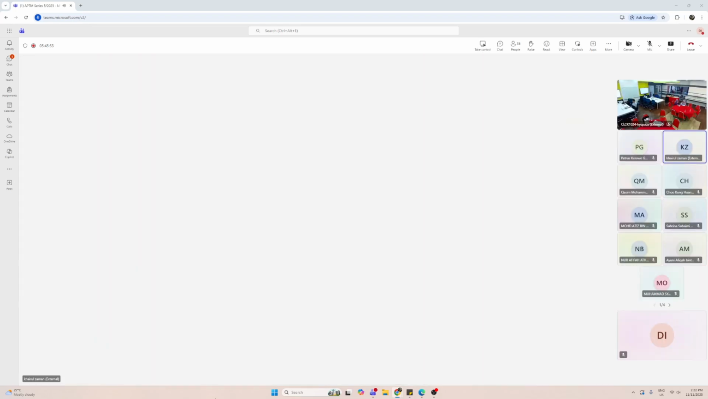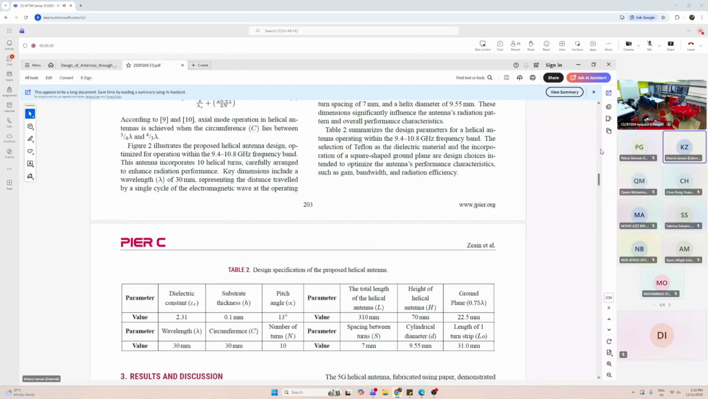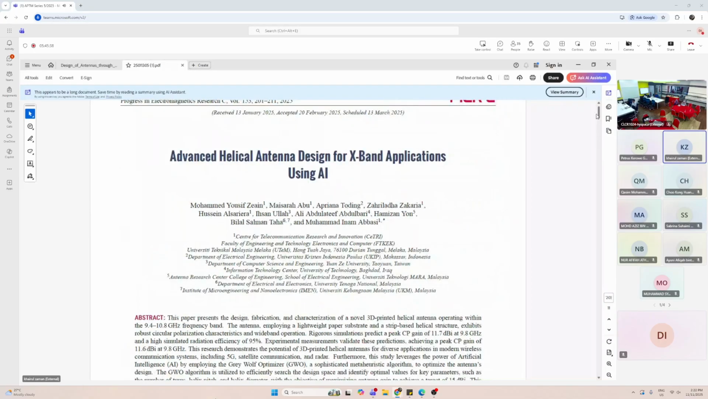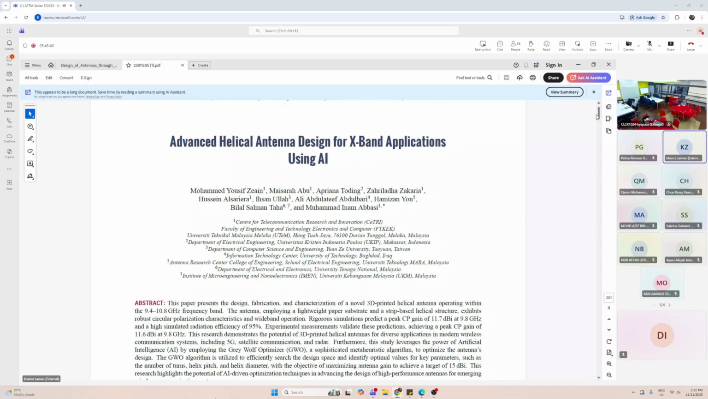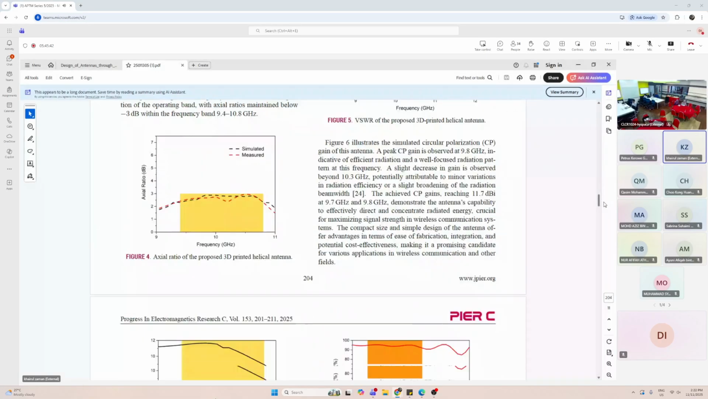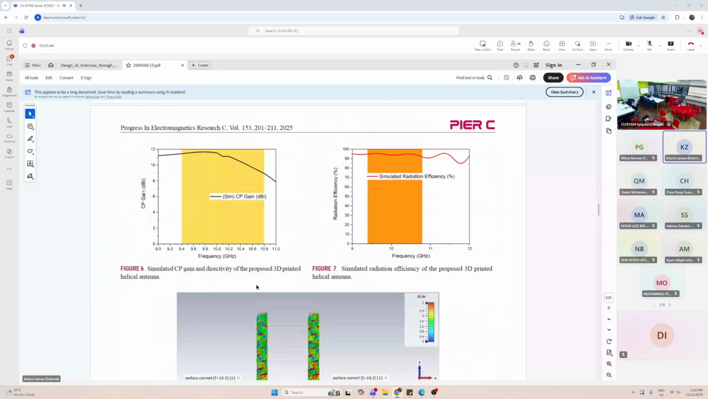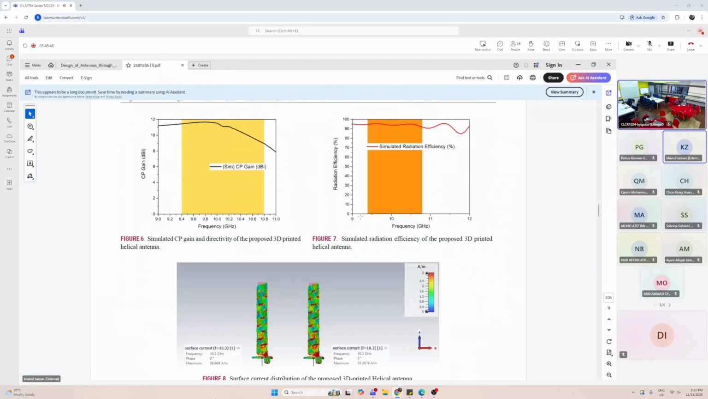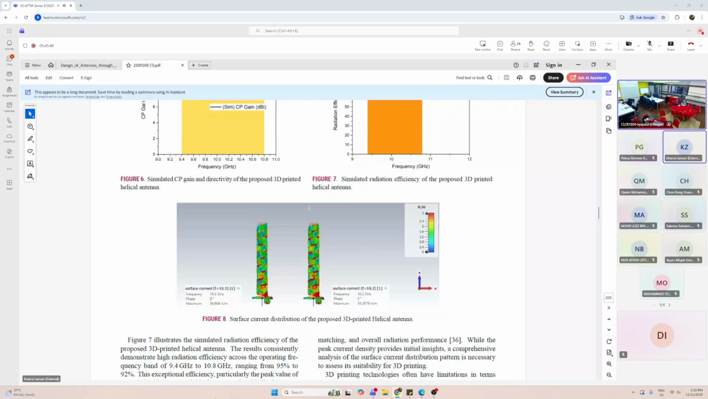This paper we already published a few months ago: Advanced helical antenna design for expand application using AI. Here, we're also using the same algorithm, but this result, the surface current distribution of the proposed antenna, is based on the CST, not based on the AI.